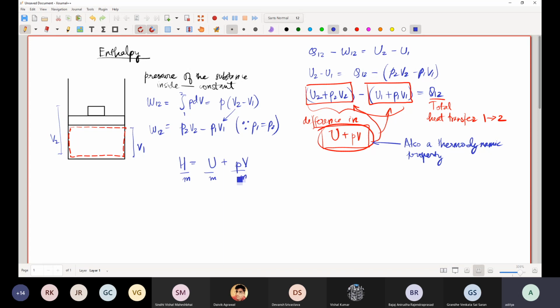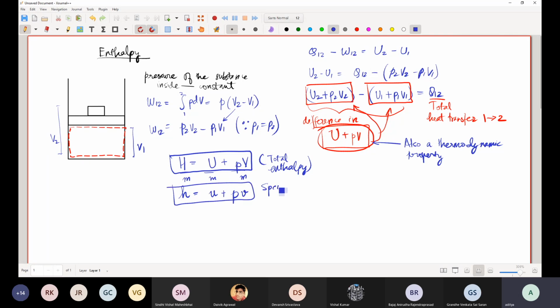If you divide everything by mass, you can obtain the specific enthalpy. So the specific enthalpy will be specific internal energy plus pressure times the specific volume. This particular expression is the expression for the total enthalpy, and this is the expression for the specific enthalpy.